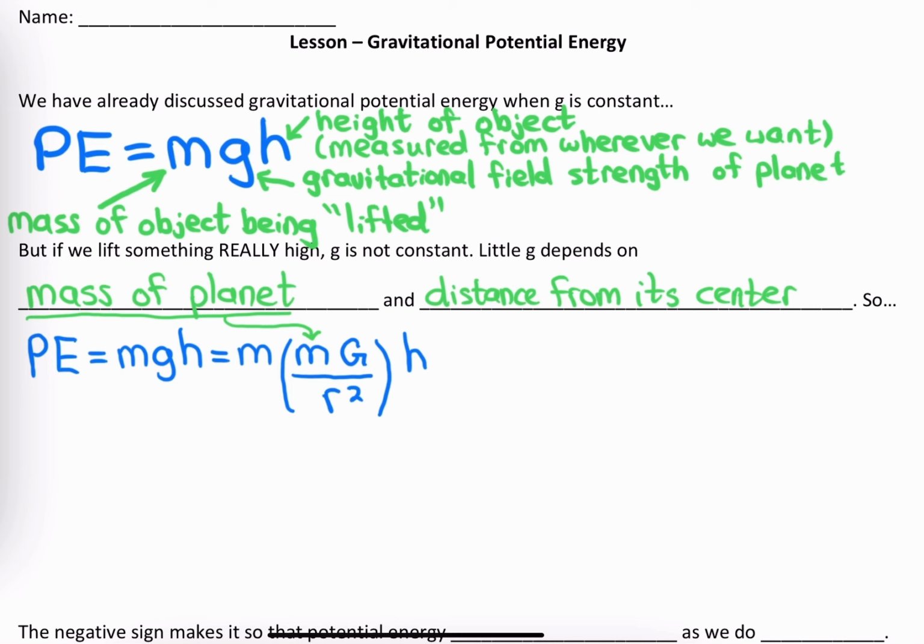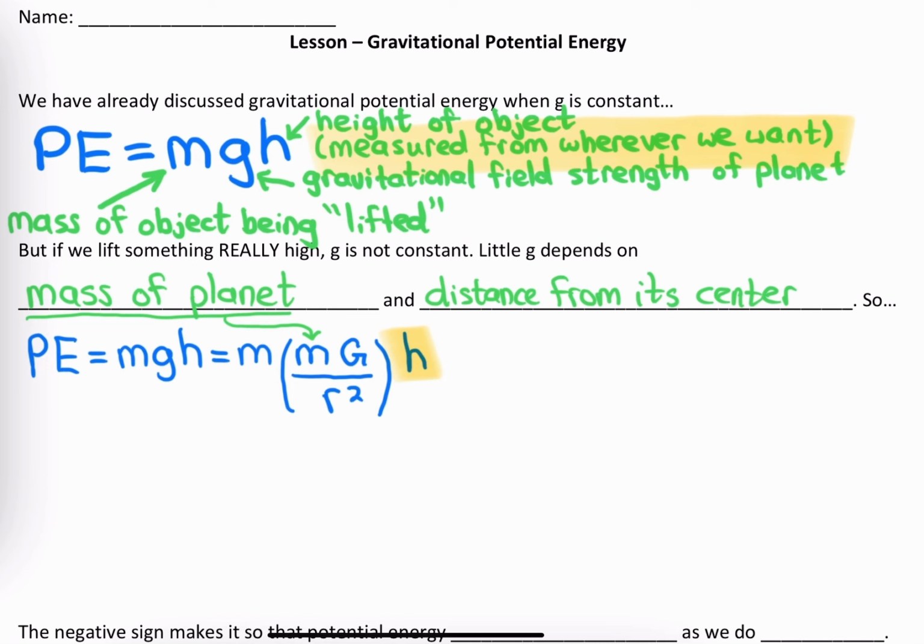So in this formula, I've got a couple of m's. They're different. One's the mass of the object, one's the mass of the planet. And I've got a couple of distances. This one is the distance from the planet's center, and that's used for calculating little g. And this one is how high the object is. And that, remember, can be measured from wherever we want.